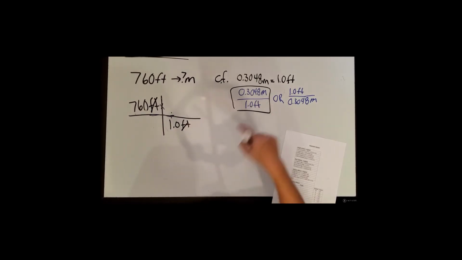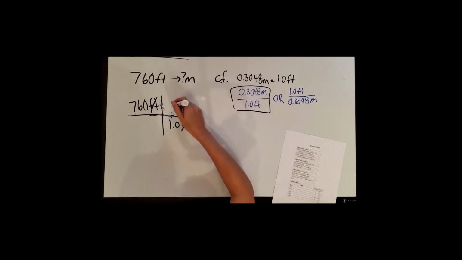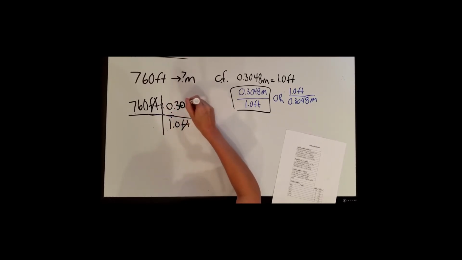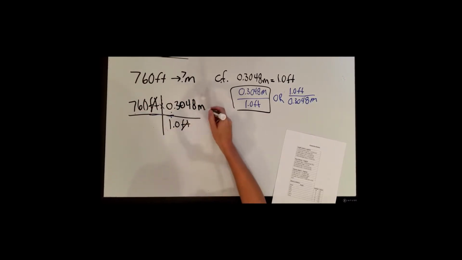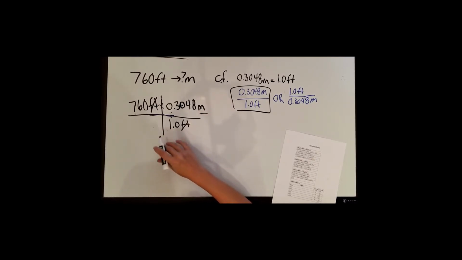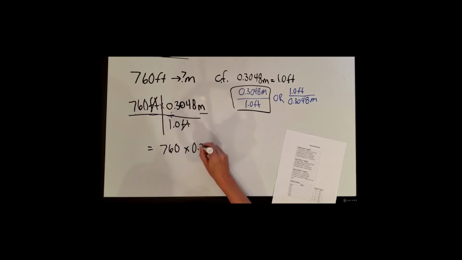So I want the feet portion on the bottom because I'm trying to get rid of that. I'm trying to convert to meters. So the feet portion canceled, leaving me with just meters as my only unit. So I'm going to go ahead and solve this. To solve, remember that vertical line was a multiplication sign, so I'm going to multiply across, and I'm going to get 760 times 0.3048, and divide that whole thing by 1.